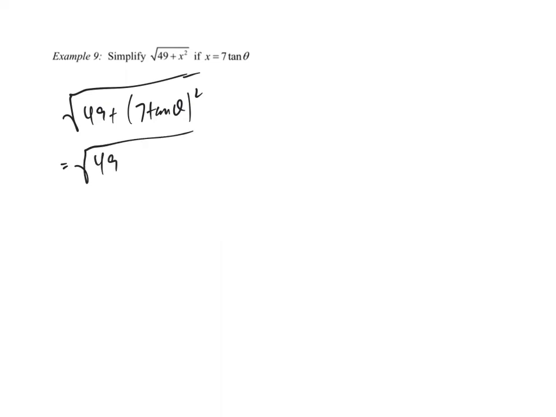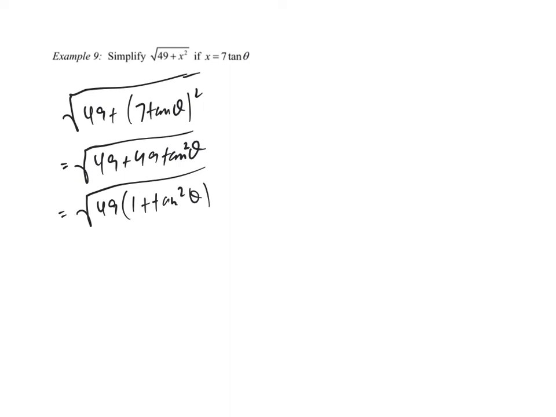Okay, I'm going to do the same thing in example 9. So I'm going to go ahead and substitute in 7 tangent of theta in for x. And so this will become the square root of 49 plus 7 tangent of theta squared. And if I go ahead and square out 7 tangent theta, that's going to be 49 plus 49 tangent squared of theta. And just like the last problem, I notice I can factor out a 49, and so I'm going to go ahead and do that. That will leave me with 1 plus tangent squared of theta. I forgot the squared back up here on my tangent, so let me make sure that I write that in. 1 plus tangent squared of theta.